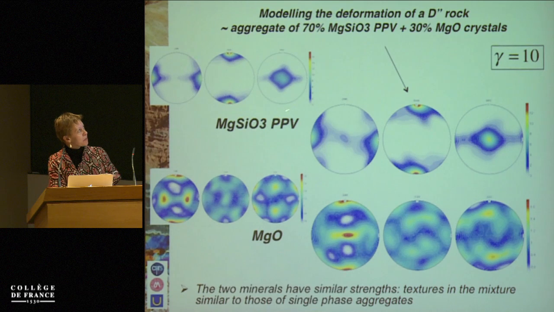And you see that the dominant phase is post-perovskite, and it's really dominating the way the aggregate deforms. And there's not a big difference between the single phase aggregate and the 2 phase aggregates. The textures are a little bit weaker because I'm distributing the deformation over the 2 phases.